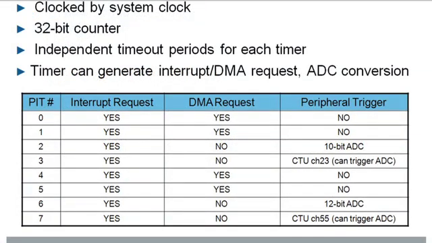The PIT, you've probably all used a PIT before, and everyone uses the same name, but my control might be different. The PIT is clocked by system clock, so it counts at 64 megahertz. It's a 32-bit counter, so it counts a long time. And each PIT has its own counter, so they're all independent of each other. And every PIT can generate its own unique interrupt request. And some of the PITs can be used, instead of an interrupt request, to generate a DMA request.